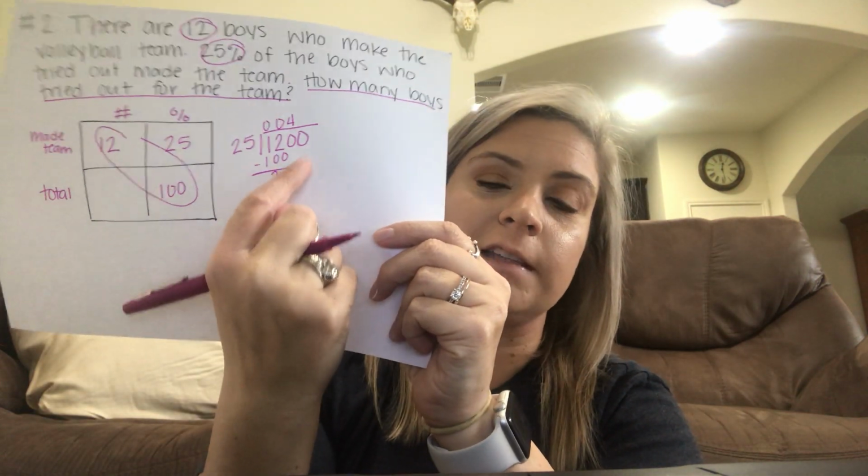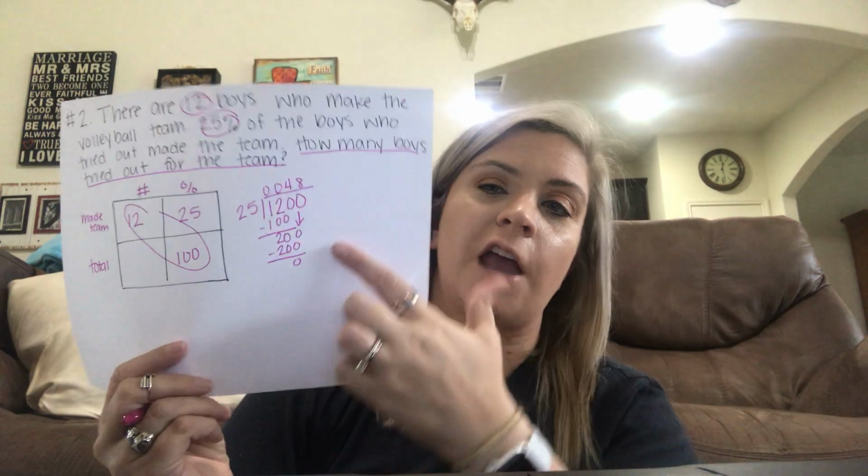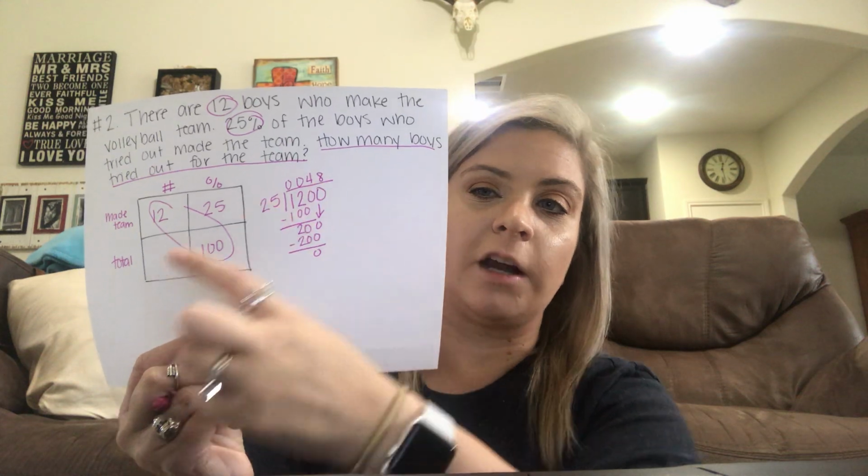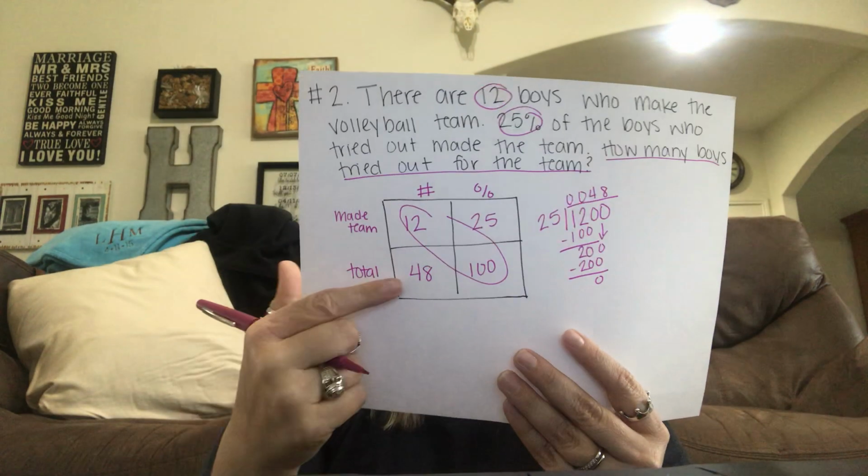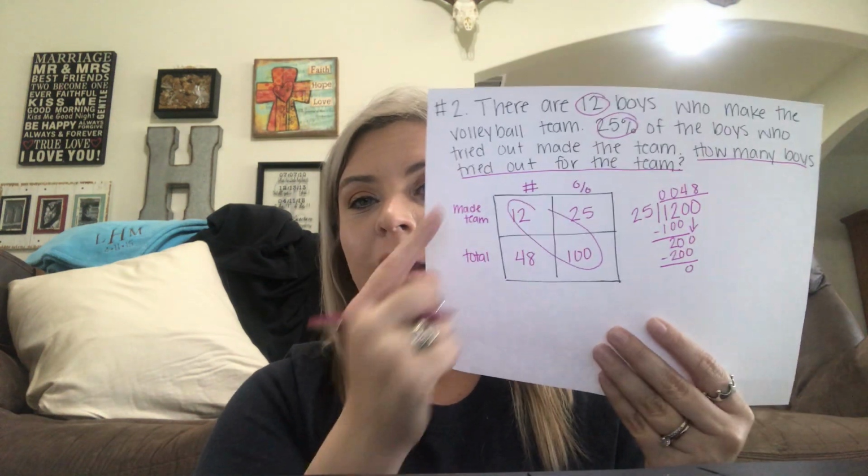From here, we're going to bring down this next 0. That now makes our new number 200. Now 25 goes into 200 8 times. 8 times 25 is 200. We have no numbers left, and we've gotten to a 0. So this is our new number, and that will go in place of this box. So my new number is 48. Now this tells me the total number that tried out. Going back and reading our question, how many boys tried out for the team? Total number, 48. So your answer is 48 boys.